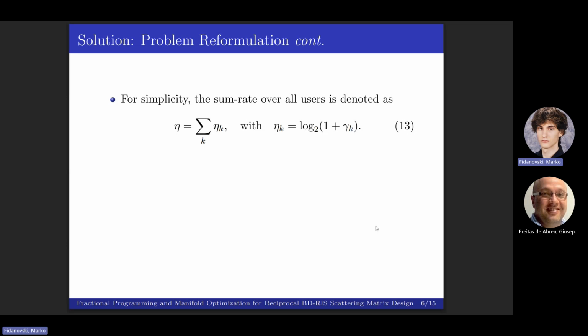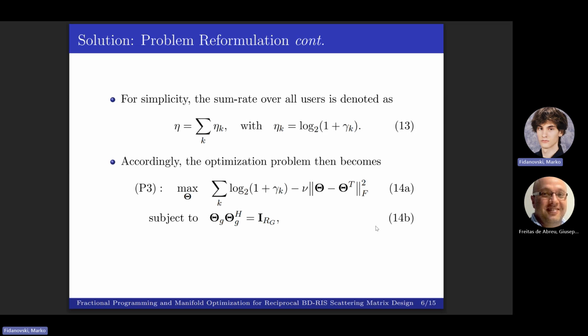As such, for simplicity, we can rewrite our sum rate as eta, which is the sum over all K users of eta k, which is the rate at user k, and as such, we can now formulate the optimization problem as seen in P3, where we now move the symmetry constraint into the objective function with this term based on the Frobenius norm, which tells us how far the scattering matrix actually is from being symmetric, and we can find a solution for this problem.